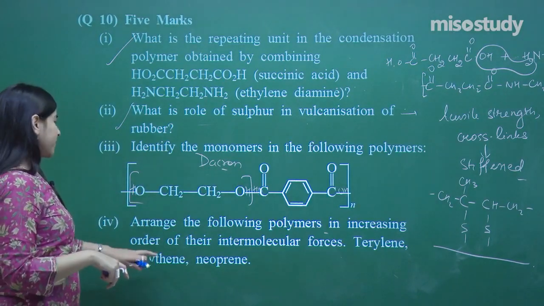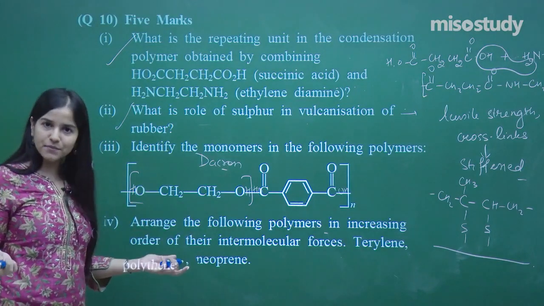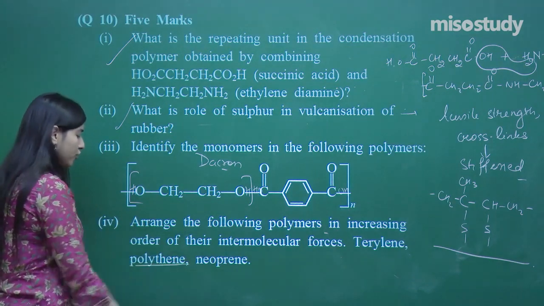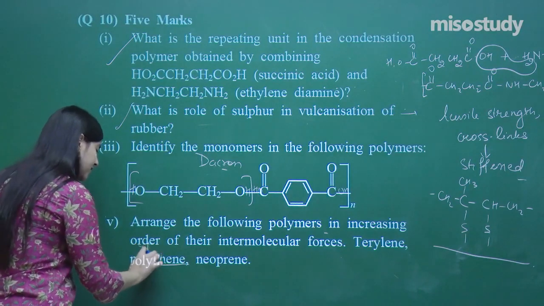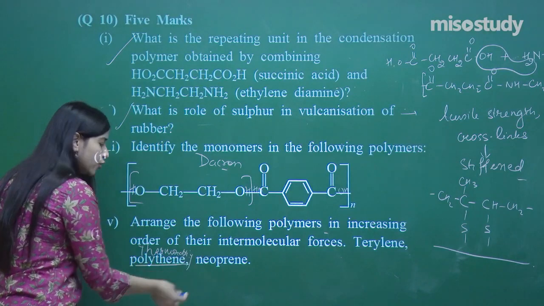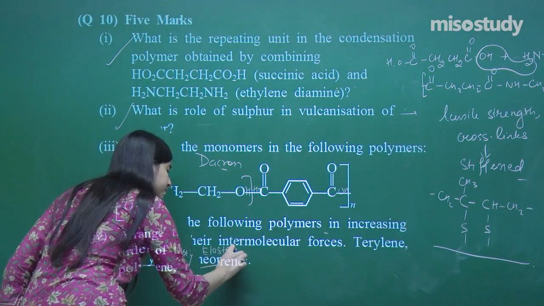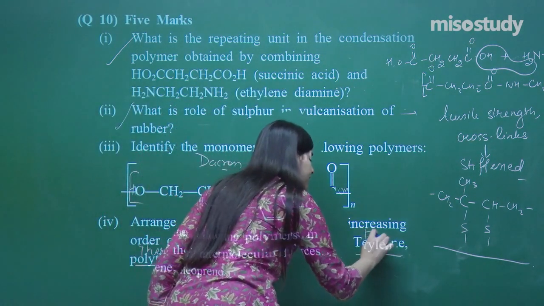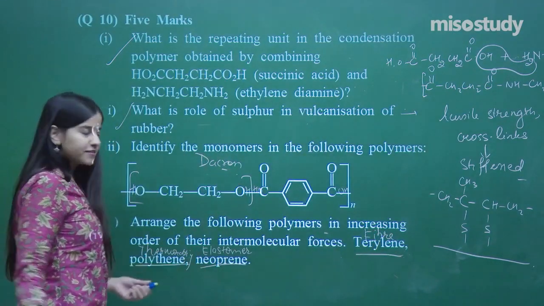The last one now: arrange the following polymers in increasing order of their intermolecular forces. Again a similar kind of question. So we know what here? Polyethylene, I told you all these poly substances, polyethylene, polyvinyl chloride and all that stuff. It's thermosetting. Yes. Neoprene, I told you it's a rubber, so it's an elastomer. Whereas terylene, it's what? It's a fiber, right? We have done this. Terylene is nothing but Dacron, fine.